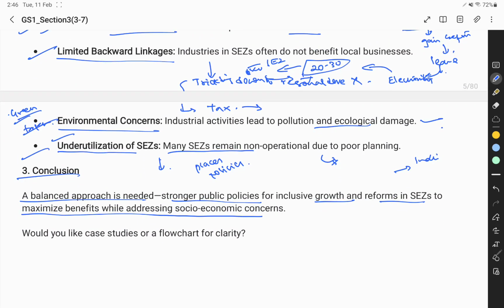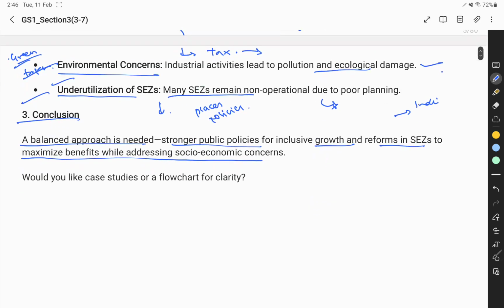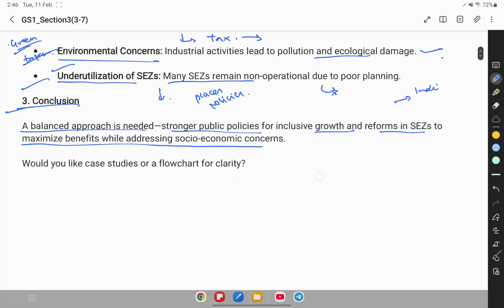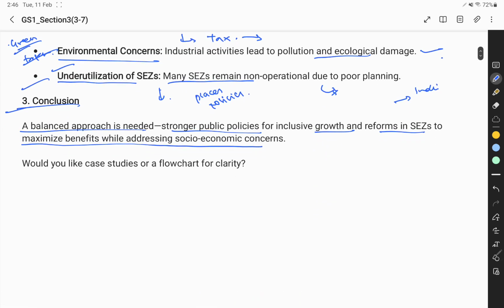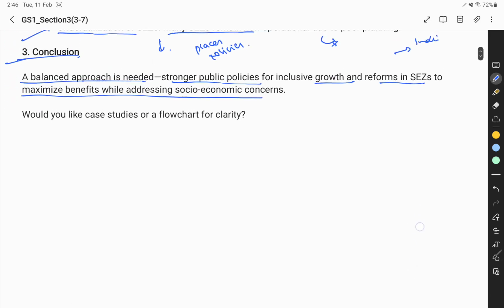Then these are some problems: land acquisition issues, revenue loss to the government, limited backward linkages, environmental concerns, then the underutilization of the SEZs. With this, the conclusion: a balanced approach is needed, stronger public policies for inclusive growth and reforms in SEZs to maximize the benefits while addressing the socio-economic concerns.